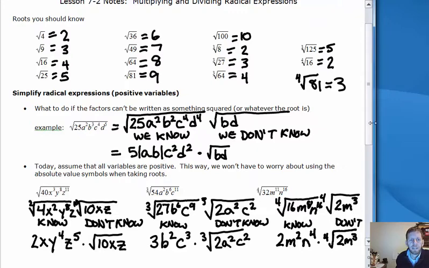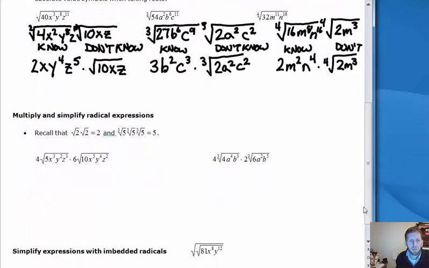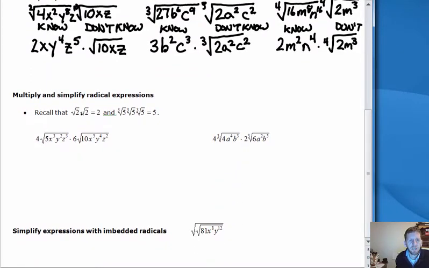The last thing we're going to take a look at is how you can actually multiply and simplify radical expressions, and we'll do that down here. A couple of notes about simplifying radical expressions. If you multiply 2 square roots together, like the square root of 2 times the square root of 2, you get 2. If you multiply 3 cube roots together that all have the same value underneath the radical sign, you get that number. So if you multiply the cube root of 5 3 times, you get 5.